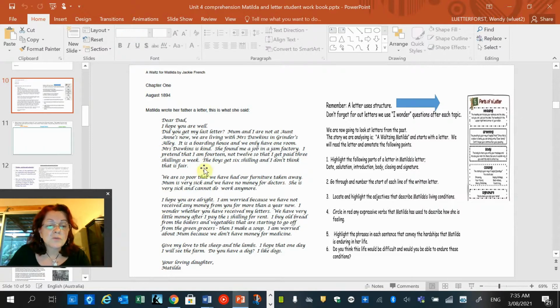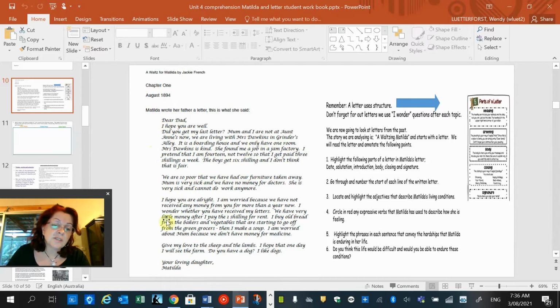The reason why we do this is that later on, if we are going to really examine a part of the letter, I may say, go to line 4, and you will count down 1, 2, 3, 4. And I may say, who are they living with now? And what's the name of the street? And you'll go, oh, Mrs. Dawkins, Grinders Alley.